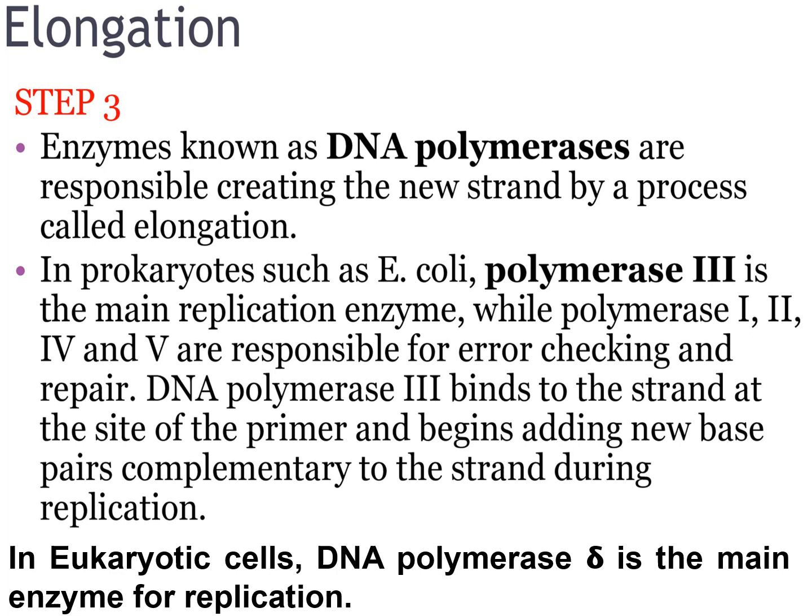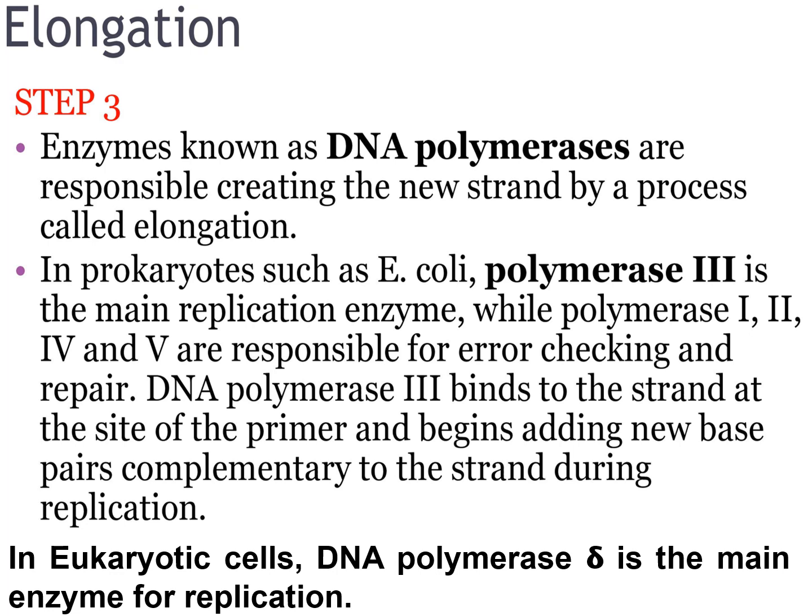Next is elongation. Here only our DNA polymerase 3 will come and play. In the prokaryotic cell, there are different DNA polymerases. One is DNA polymerase 3. This is the main enzyme involved in the synthesis of the new DNA strand by adding the DNA nucleotides, and there are other enzymes like DNA polymerase 1, 2, 4, and 5. These enzymes are responsible for error checking and repair mechanisms.